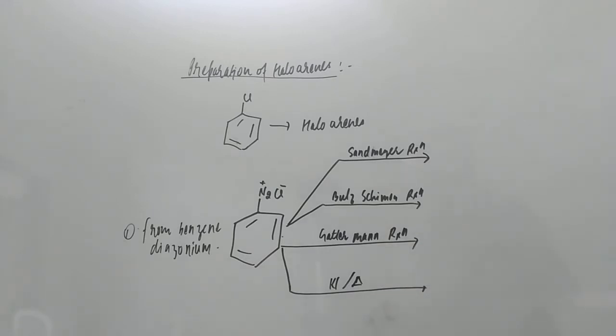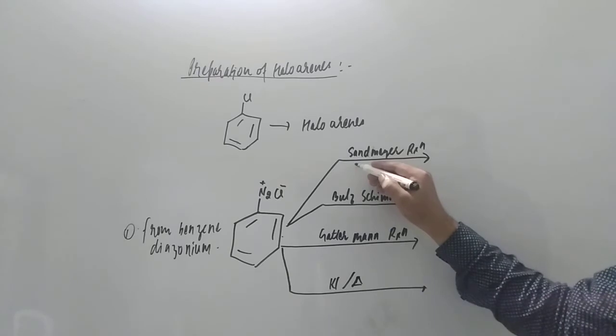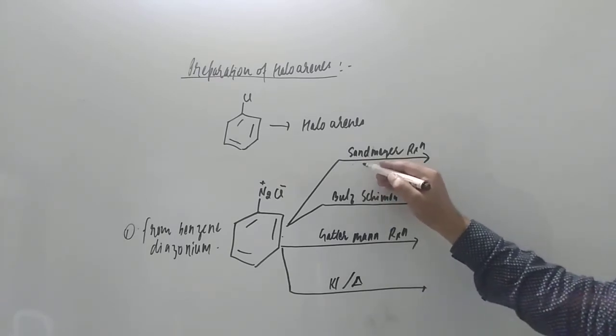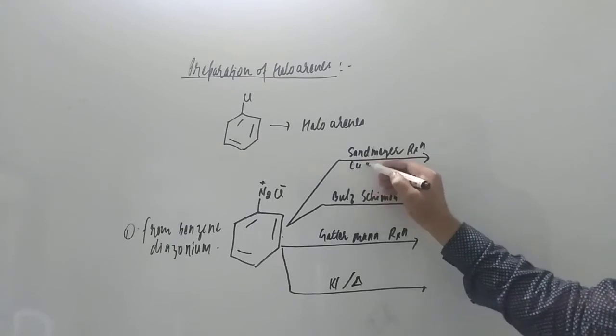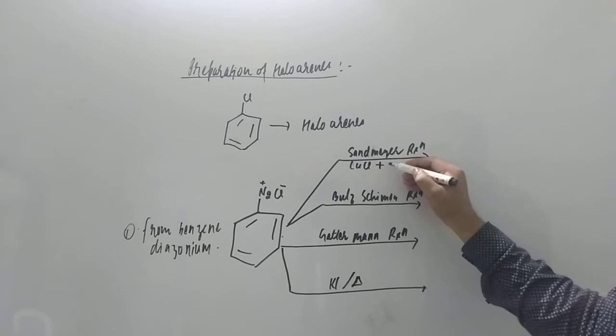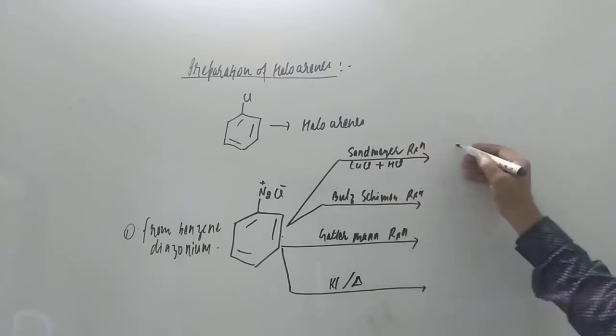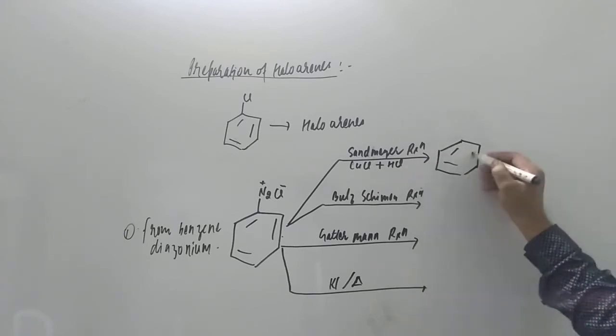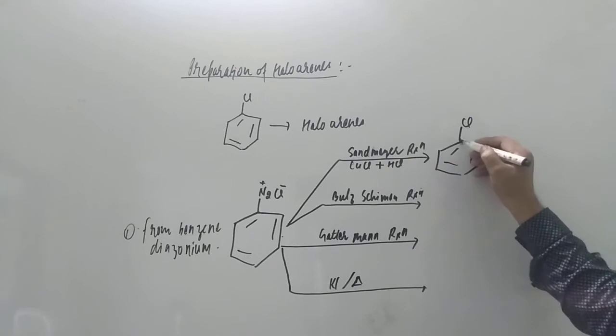So what is the meaning of Sandmeyer reaction? If you are taking any halogen in the presence of cuprous chloride, CuCl, and you take the acid HCl, it will form the product having the chlorine group. So this will form chlorobenzene.